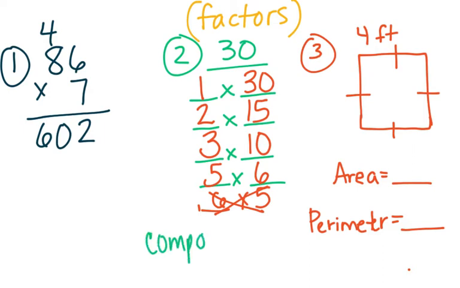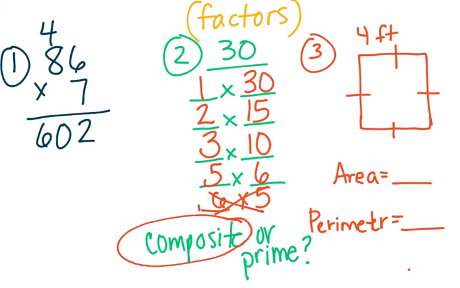Is that number composite or prime? Composite means it has more than 2 factors.